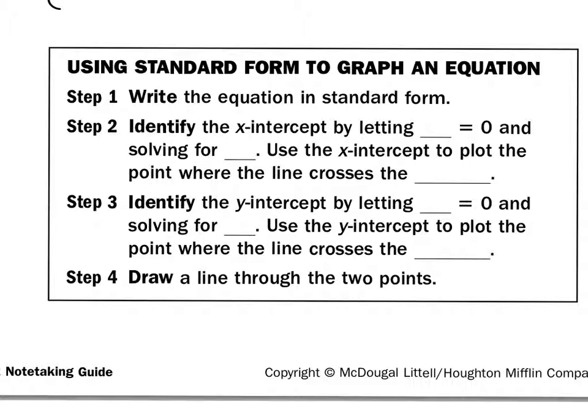If you use standard form to graph an equation, you write the equation in standard form, and then find the x-intercept by letting y = 0 and solving for what x would be. Use the x-intercept to plot the point where the line crosses the x-axis. Then identify the y-intercept by letting x equal 0 and solving for y. Use the y-intercept to plot the point where the line crosses the y-axis. Then draw a line.